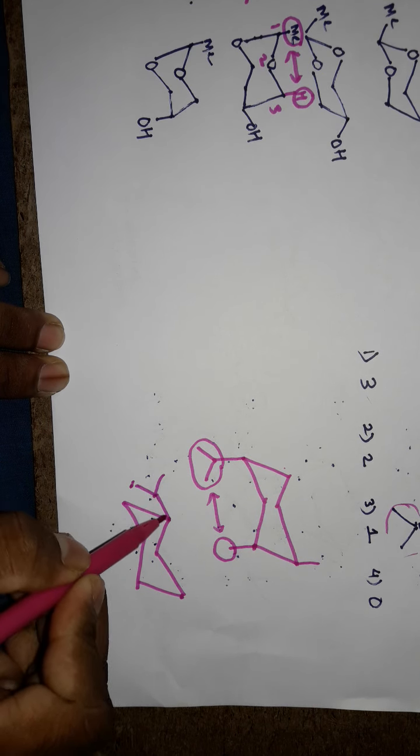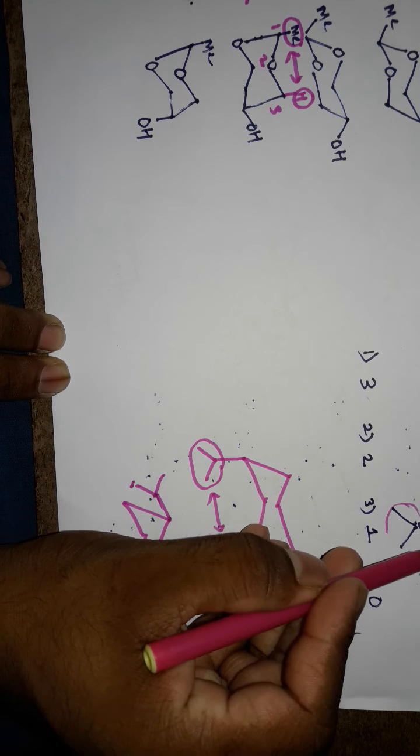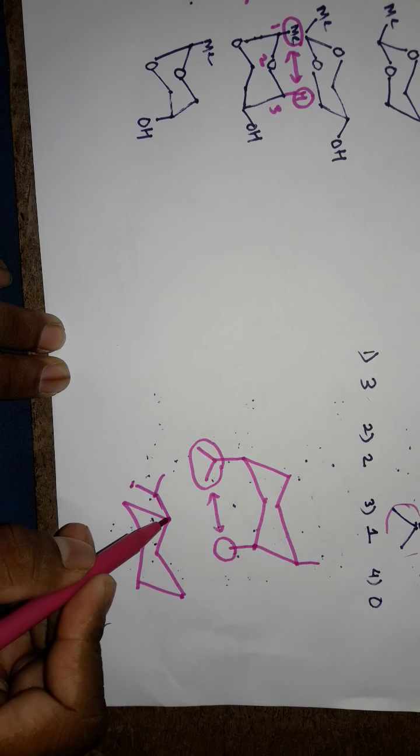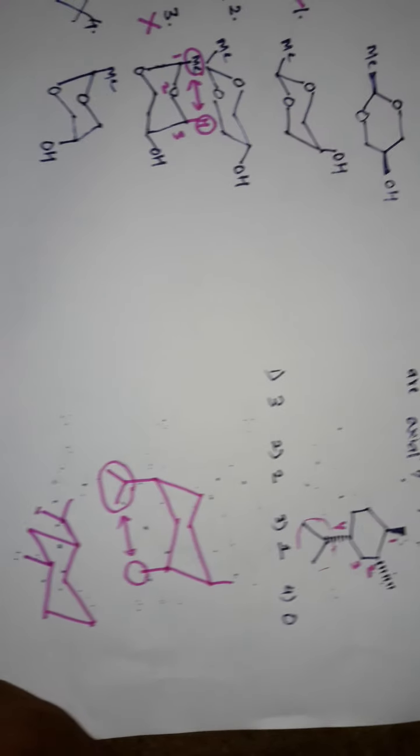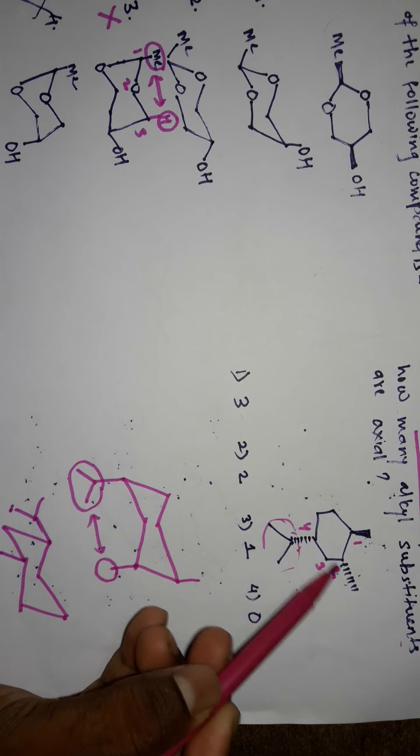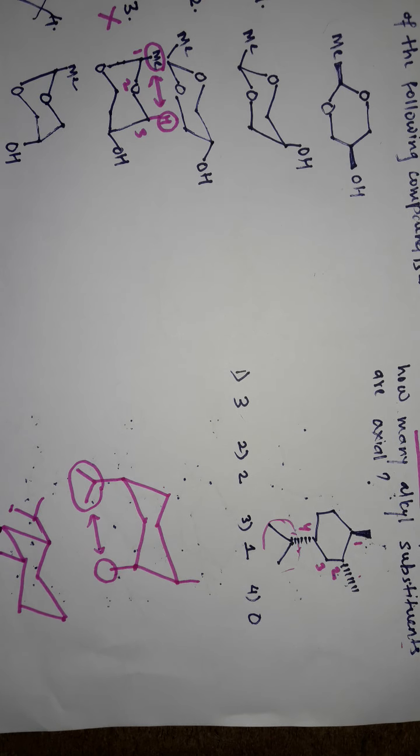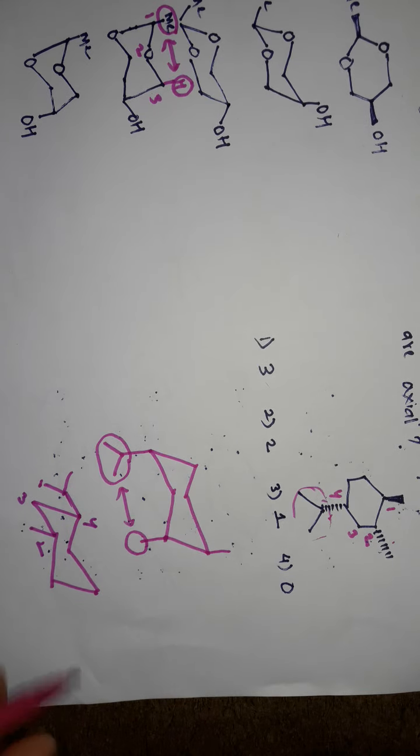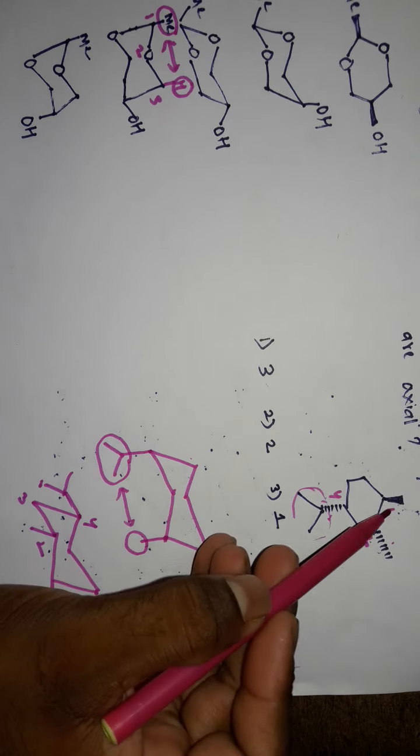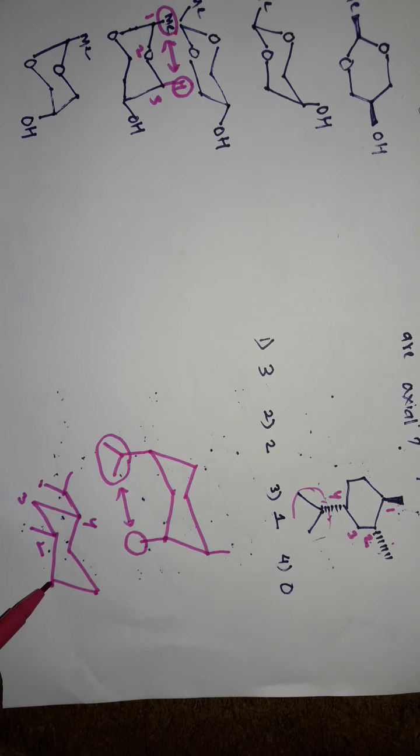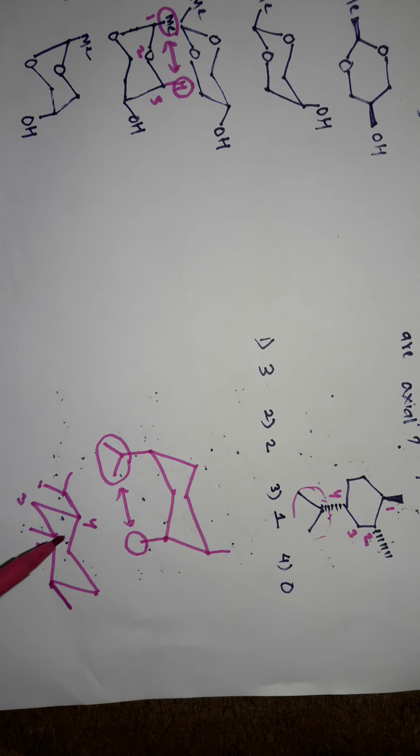So now this bond is equatorial and below the plane. At the second position the methyl group is below, so these two are below, fourth and second position. So this is fourth, third, second, and then this is the first position, and this bond is above the plane. So this is how. So this structure is the stable structure.